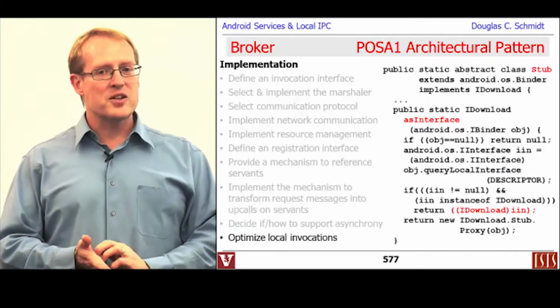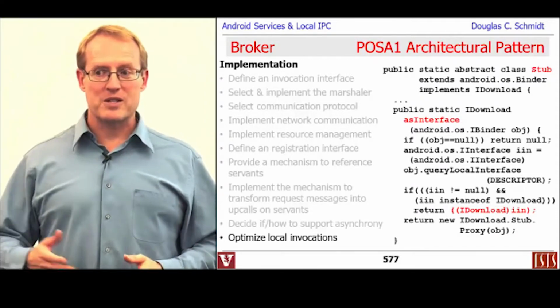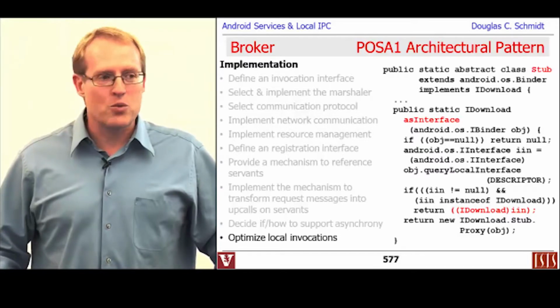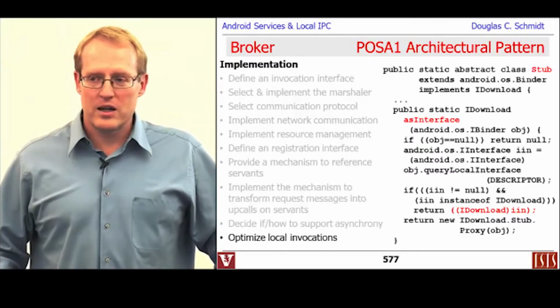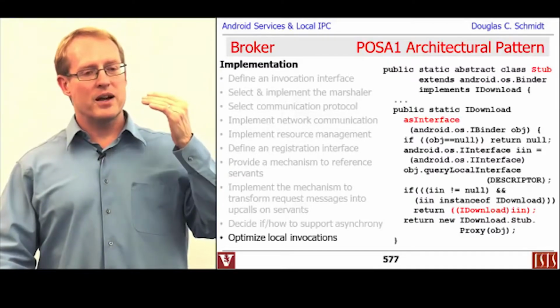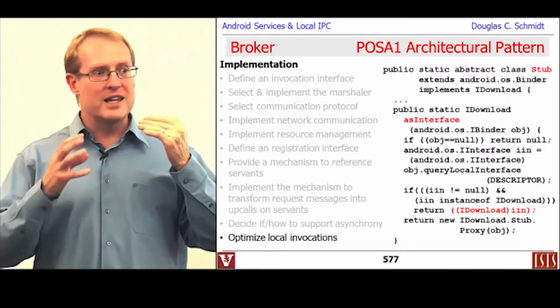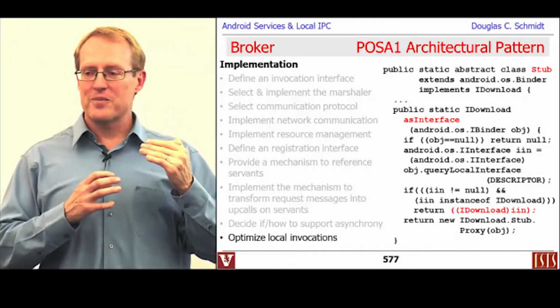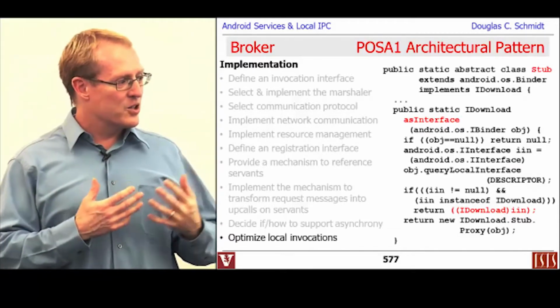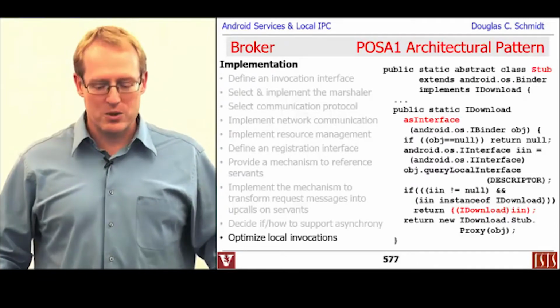And then the last thing to think about if you're trying to implement a broker, obviously there's more stuff than this, but this is the key things to think about, is whether or not you want to try to do colocation optimizations for cases where you're invoking a method on something that's in the same address space as the caller. So if you end up having your servant in the same address space as your client, do you want to do something to match those things up?